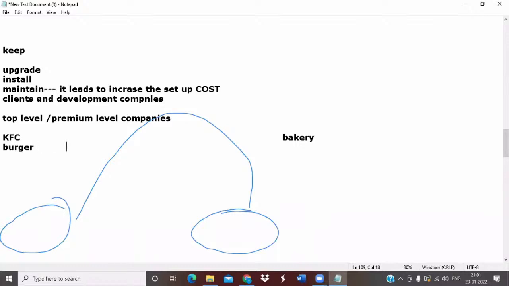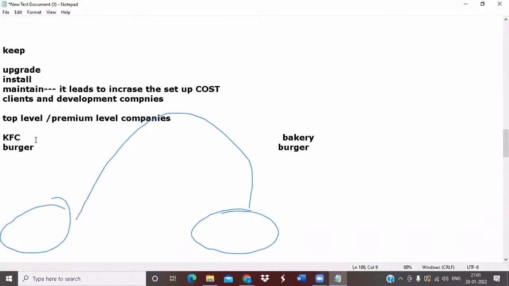Now, I am going to the bakery. Suppose I order the same burger here, but the bakery owner does not maintain any software or any systems. He just takes the order and gives the order to me. That's it. Now tell me, according to this point, why does KFC use software applications in its business? Why not the bakery?